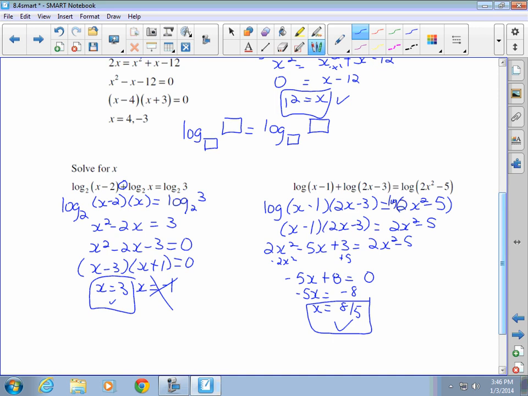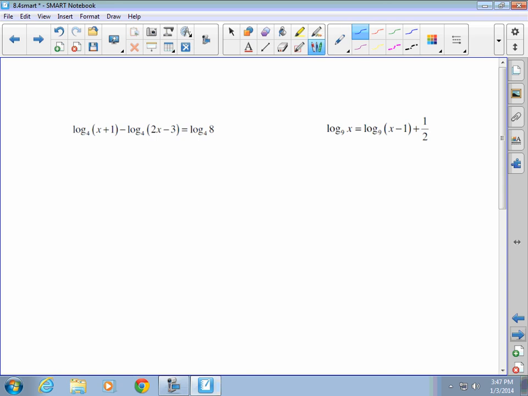Okay, next one. Log base 4 of x plus 1 minus log base 4 of 2x minus 3 equals log base 4 of 8. I've got a subtract in here, so that means that is the quotient rule. So this becomes log base 4 of x plus 1 divided by 2x minus 3 equals log base 4 of 8.